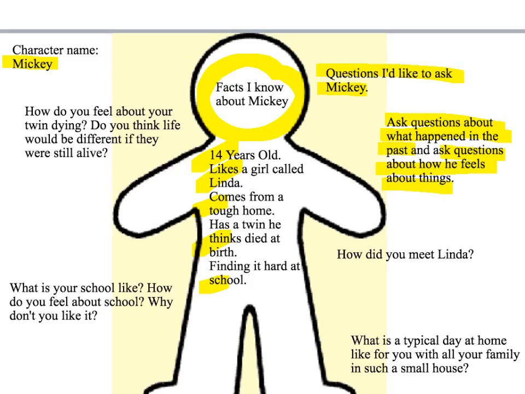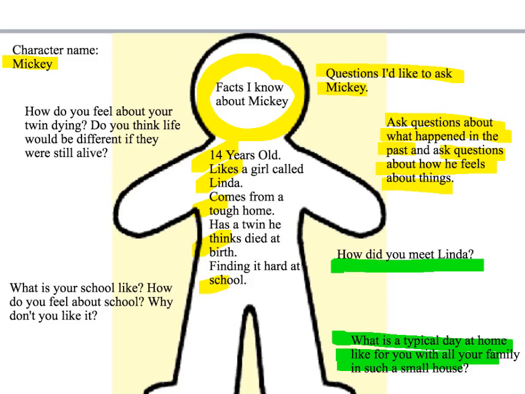So here are my questions that I want to ask Mickey. I'm going to start off with quite a simple question. So how did he meet Linda? How did that actually happen? Where was it? When was it? Did they meet recently? Have they known each other all their lives? Then I want to explore a little bit more about his home life. So, what is a typical day at home like, with all those brothers and sisters in such a small house? How is it a struggle? How do you get by? Does he get his voice heard? Perhaps he misbehaves because of that.